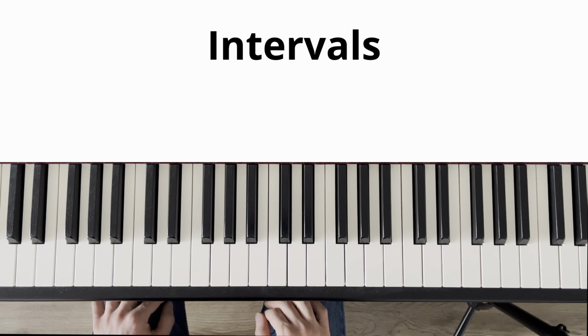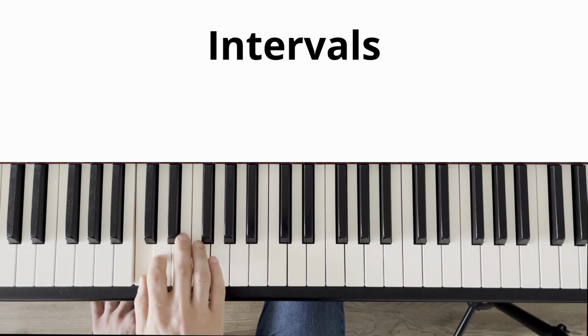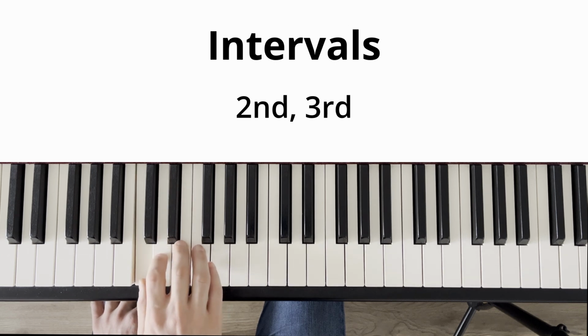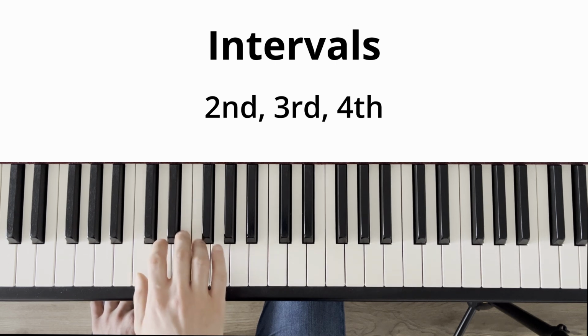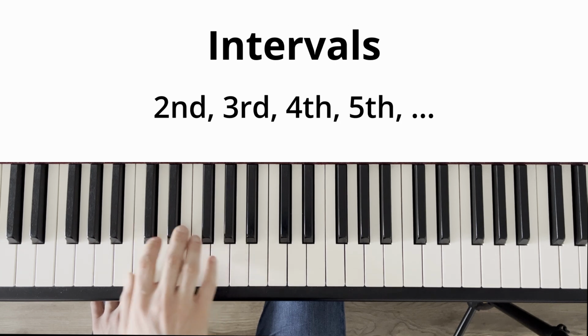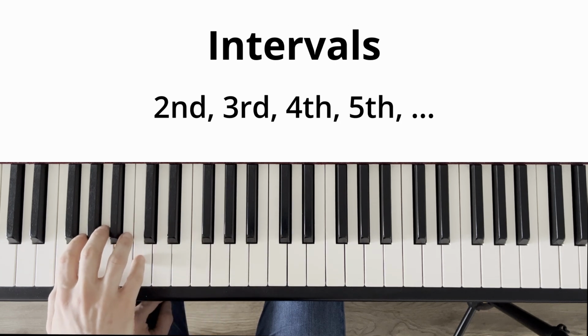To determine the interval, I count all the white keys from one note until I get to the other one. 1, 2, so we call that a second. 1, 2, 3, that's a third. 1, 2, 3, 4, fourth, and so on. Middle C to treble G is a fifth, and so is bass F to middle C.